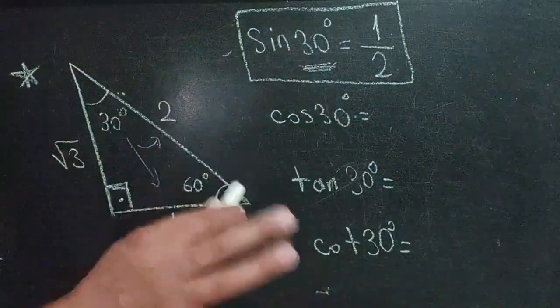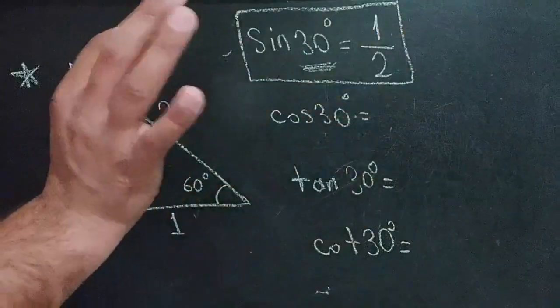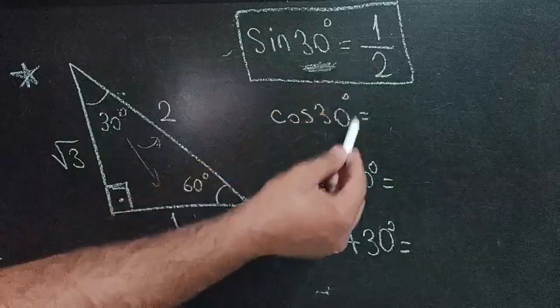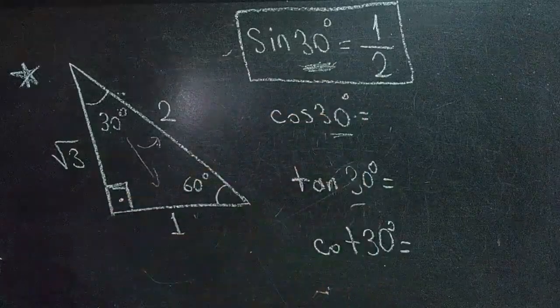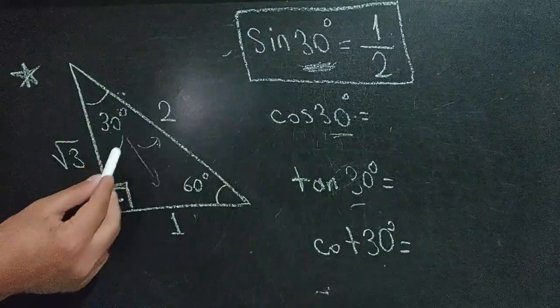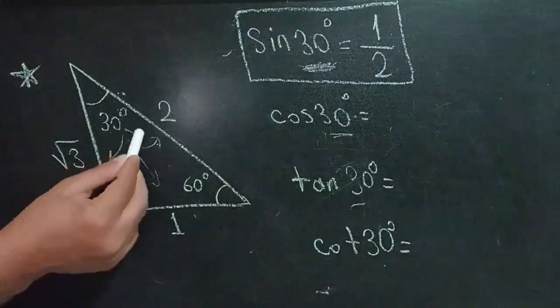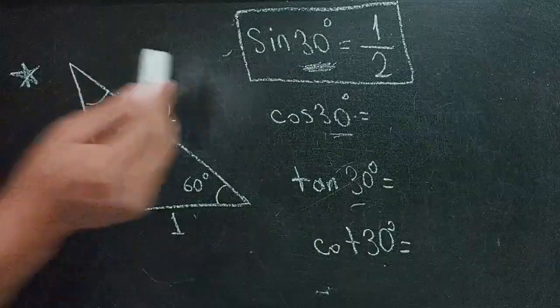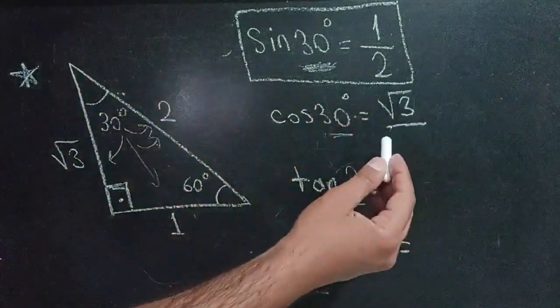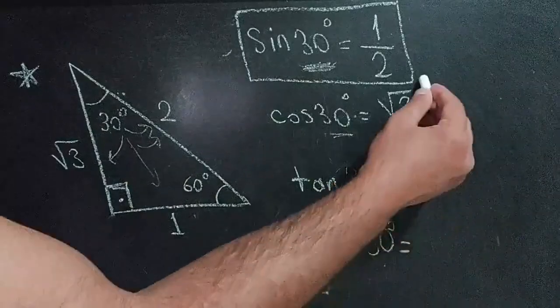They are going to be always 1 over 2, whatever triangle they are in, for this angle 30, 30, 30. So cosine 30 is going to be adjacent over hypotenuse. That will be square root 3 over 2.